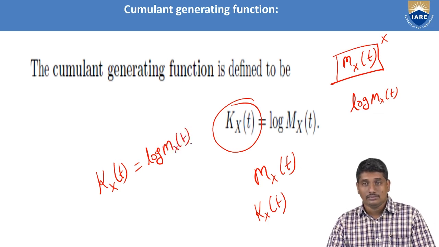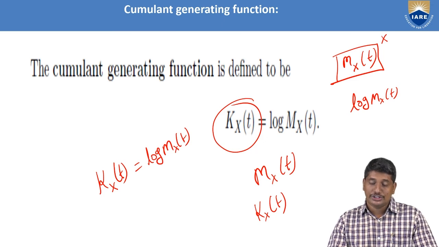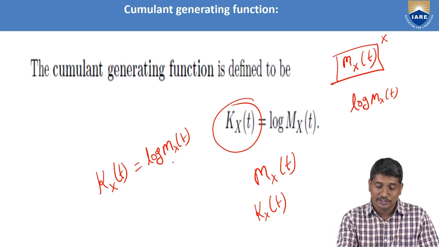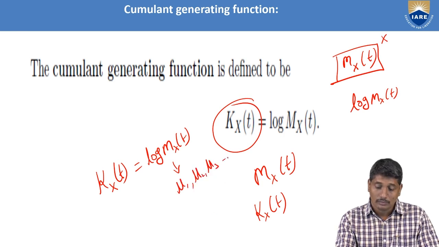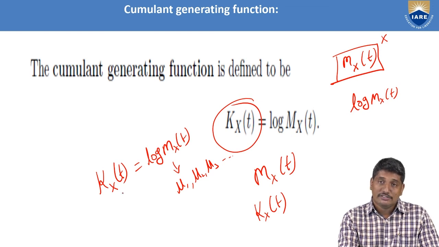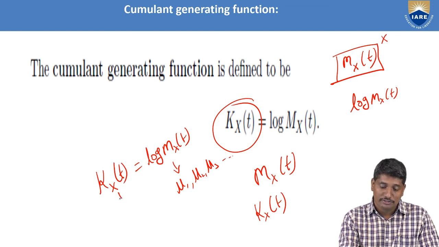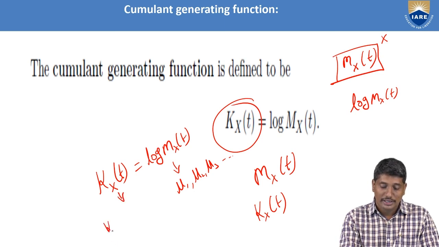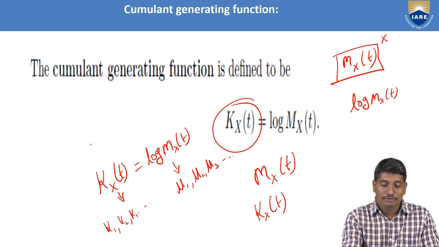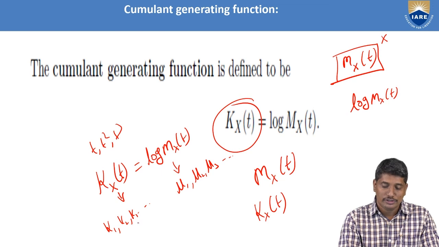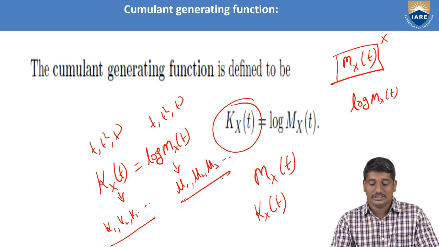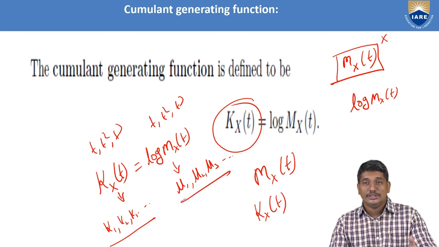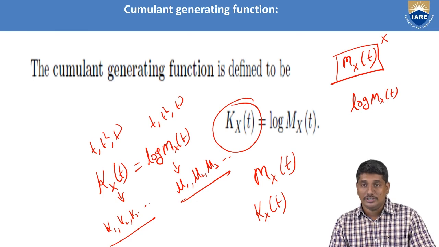And the relationship between the cumulant generating function and the moment generating function is nothing but log Mx(t) is Kx(t). So the coefficients of powers of t in the moment generating function are called moments, which are denoted by mu1, mu2, mu3, and so on. And the coefficients of powers of t, that is t, t squared, t cubed in the cumulant generating function are called cumulants k1, k2, k3, and so on. So that is the relationship between a cumulant generating function and a moment generating function.